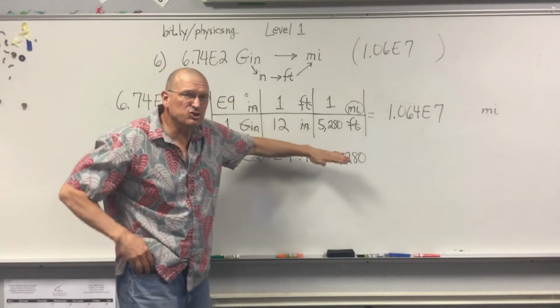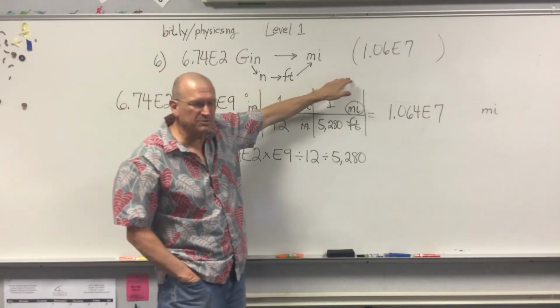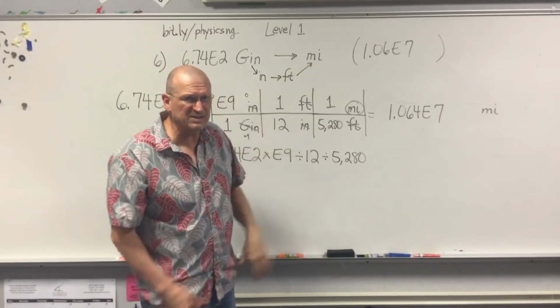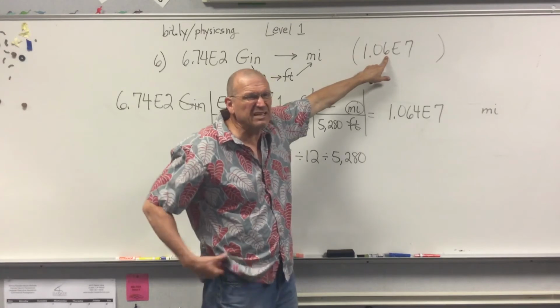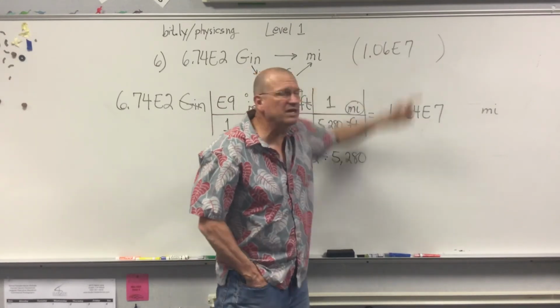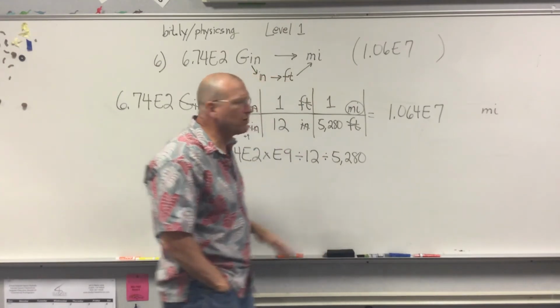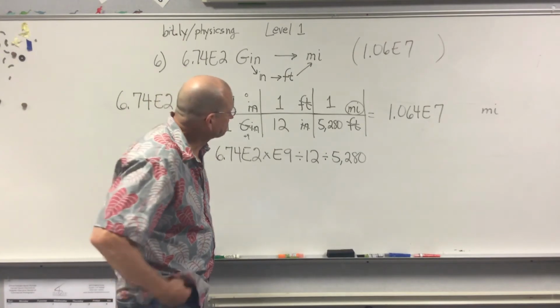If you had chosen a different pathway, maybe you had gone from feet to meters and then meters to kilometers and then kilometers to miles because that's what you needed to do, you might have a slightly different digit here at the end. You would still have the 1.0 and you would still have the E7. But not all conversion factors are exactly equal to each other.